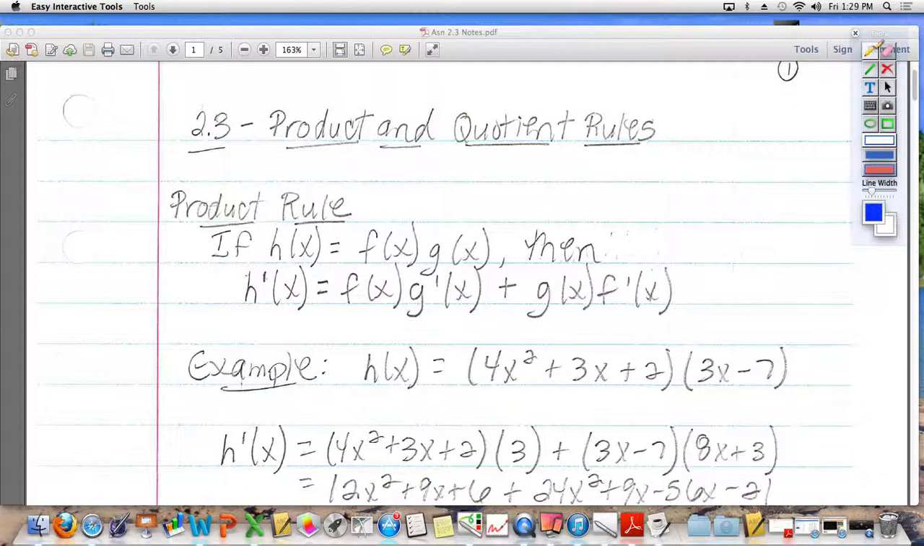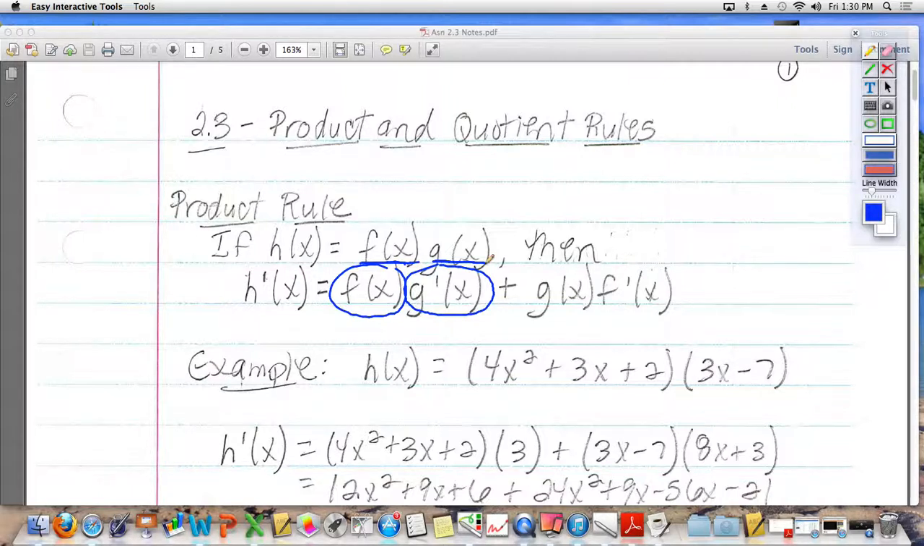You take f of x, the first function that's listed, and you multiply it by the derivative of the second function, in this case g of x. And then you add it to the second function, g of x, multiplied by the derivative of the first function. The product rule: it's f of x times the derivative of g of x plus g of x times the derivative of f of x. It's really not that bad. It's the same thing twice, except in this first one, you're finding the derivative of g. In the second one, you're finding the derivative of f.